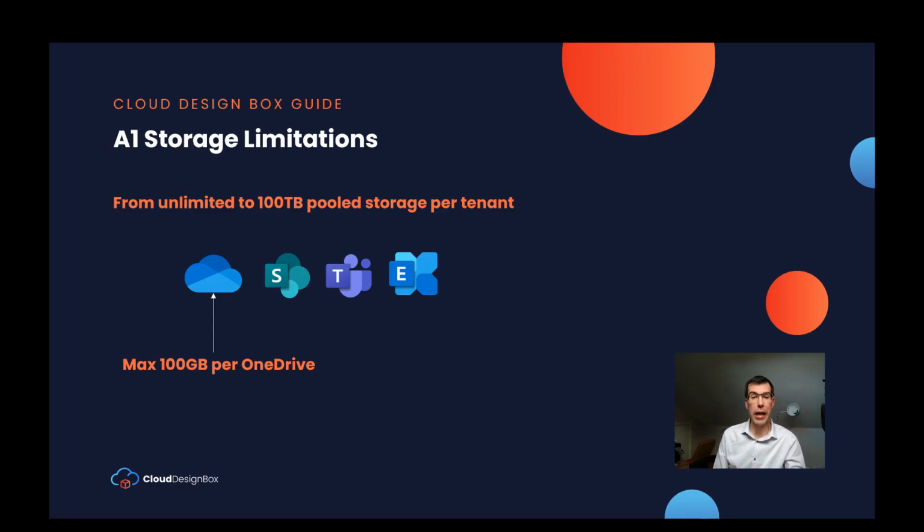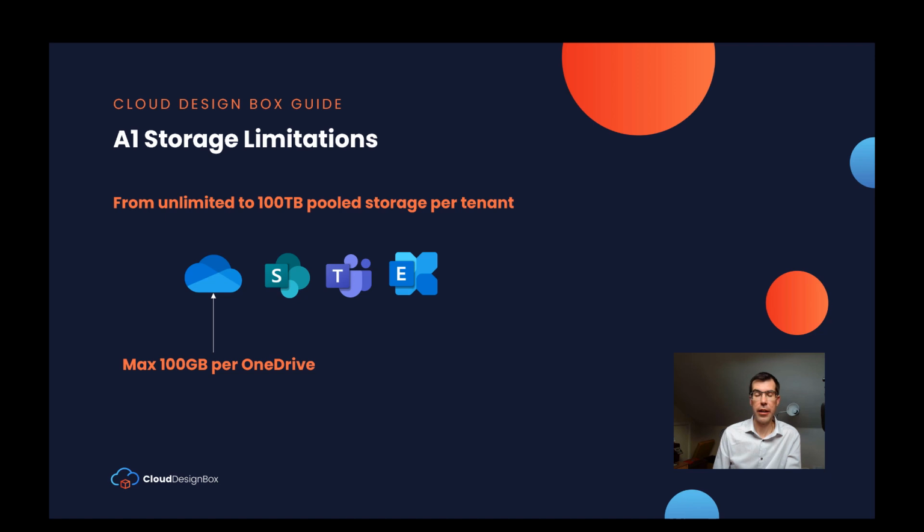So let's take a look at the new A1 storage limitations. You're going from unlimited storage across all your users and across all your SharePoint sites, pretty much unlimited, to 100 terabytes pooled storage. What that means is it's shared across a tenant and across services. So what's included? All your SharePoint sites and all your SharePoint storage, all your OneDrives, and all your user mailboxes, shared mailboxes, and group mailboxes. It doesn't include archived mailboxes, public folders, or other mailboxes.